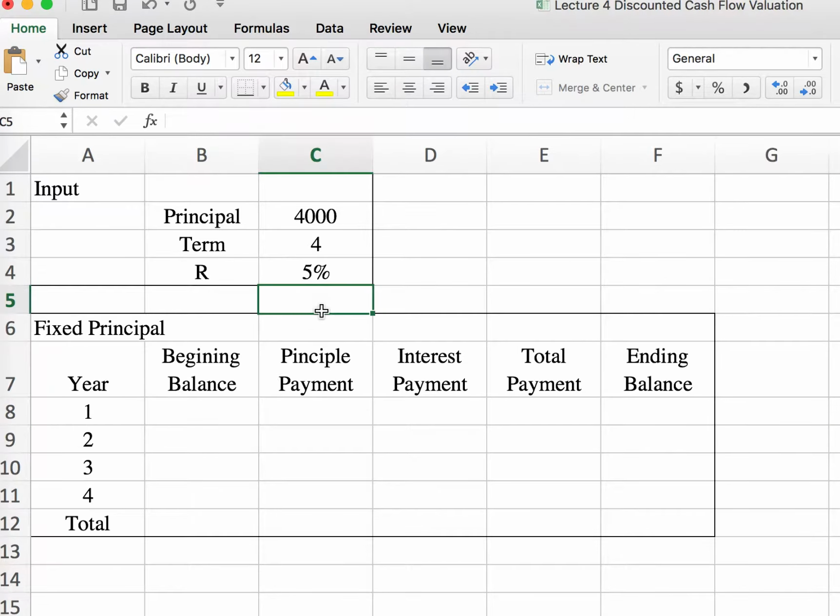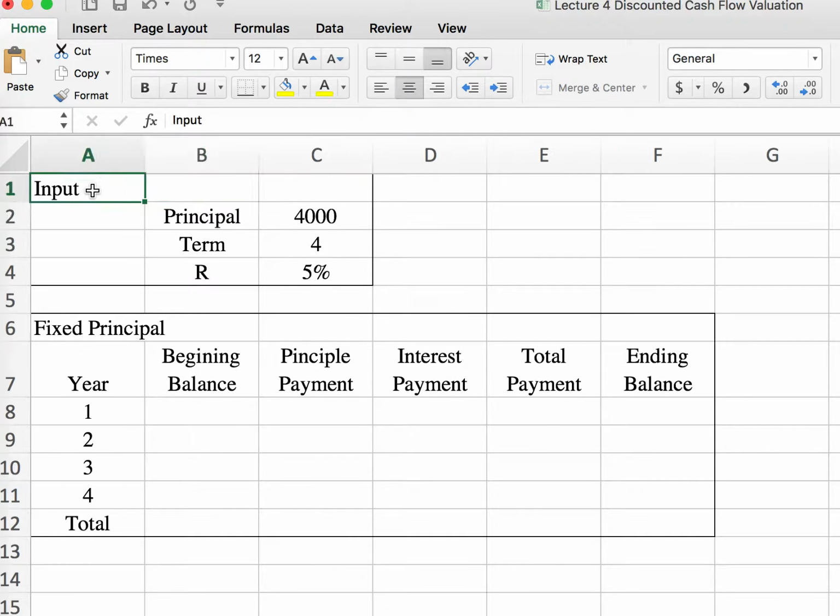Hi, you will be able to see in this video how to do a loan amortization with fixed principal. This is a template that you will find in the blackboard that I prepared. I'm just going to demonstrate how we fill in those cells with the fixed principal.